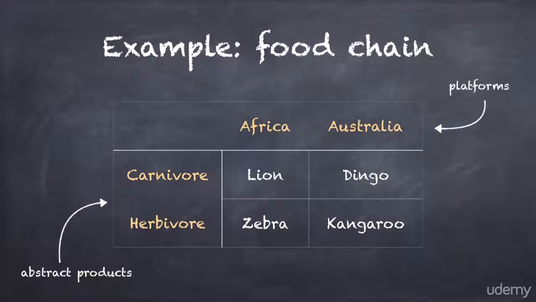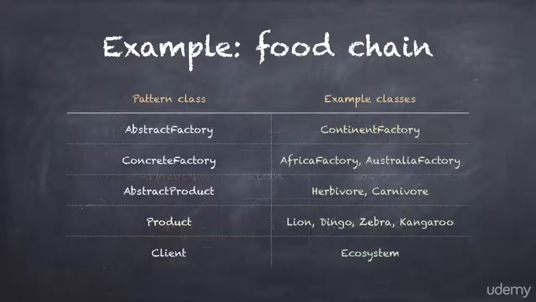Finally, I'll add a class called ecosystem. This represents the client. I'll provide the ecosystem with a factory and then let it simulate one single iteration with one carnivore eating one herbivore. So here is the complete list of classes in this example.